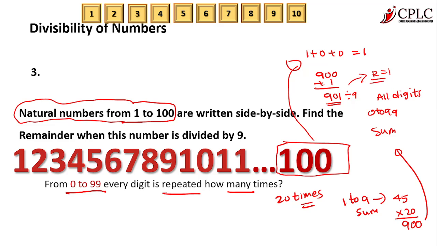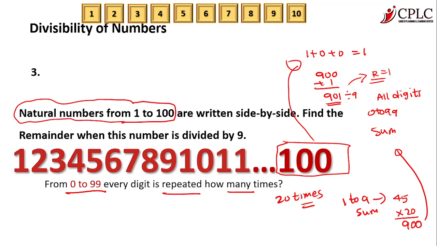So very, very different question, where we were supposed to write down 100 numbers, but we were not supposed to add the numbers. We were supposed to add the digits of the number, basically. This is the way to do that. So what we did is, from 0 to 99 every digit repeats 20 times, and the sum of 1 to 9 is 45, so 45 into 20 is 900.